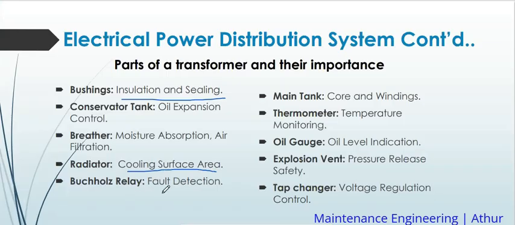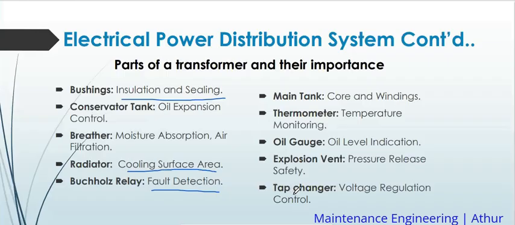Buchholz relay, fault detection. A Buchholz relay is a protection scheme, and its importance is to detect a fault in the transformer. We have the main tank. Now the main tank is to cover all the inside parts. We have a thermometer, temperature monitoring, we have oil gauge. This oil gauge is for oil level indication. We have explosion vent. This is for pressure release safety. It is also a protection scheme.